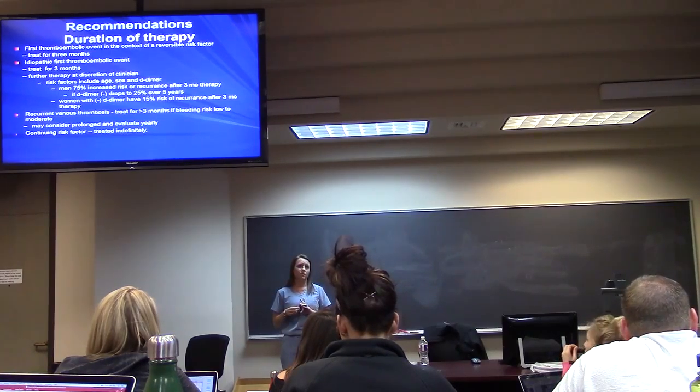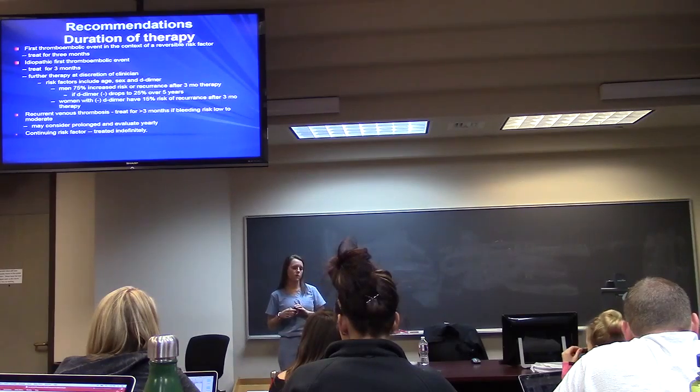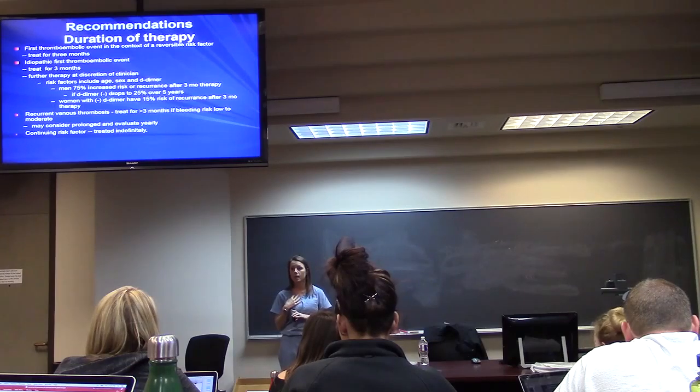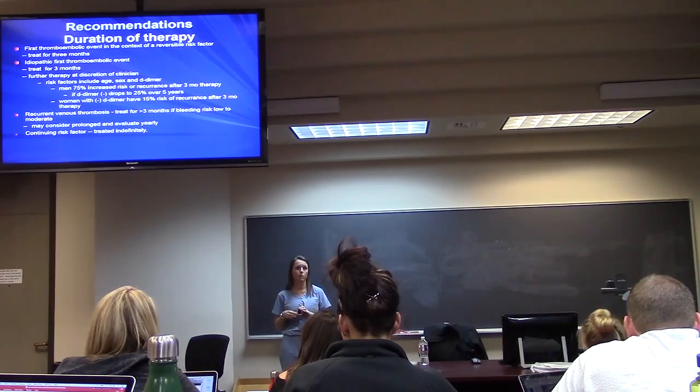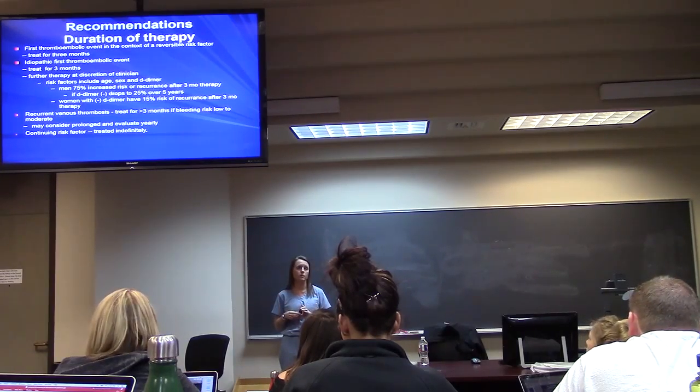If somebody's had a repeat event, used to be that we said if you had a repeat event, we treat forever. The newer guidelines are saying 3 months. I think if it's me and I have a recurrent one, I'm just going to stay on blood thinner, because I know that 25% of the time I have a blood clot, I'm going to die. So although the guidelines say 3 months, we're a little bit hesitant to stop that.